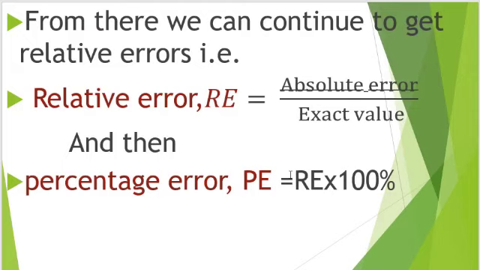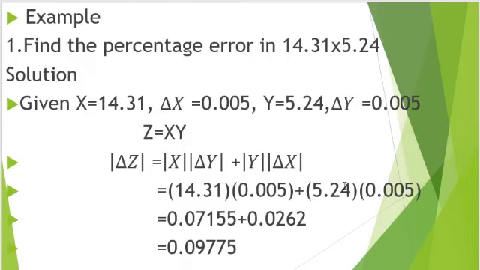Relative error is absolute error over exact value. And then percentage error is relative error times 100. Let us look at our first example. Find the percentage error in 14.31 times 5.24. Our solution.